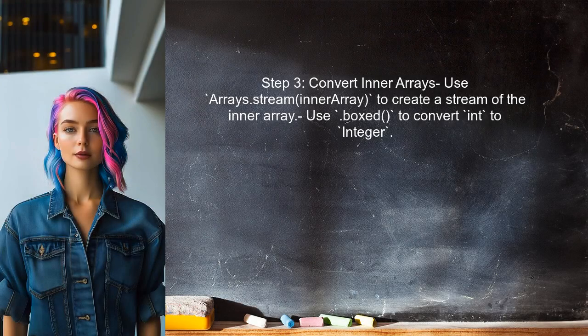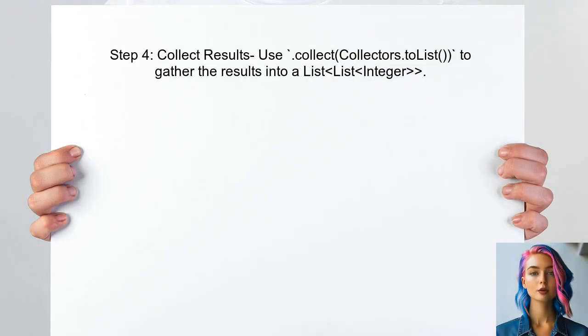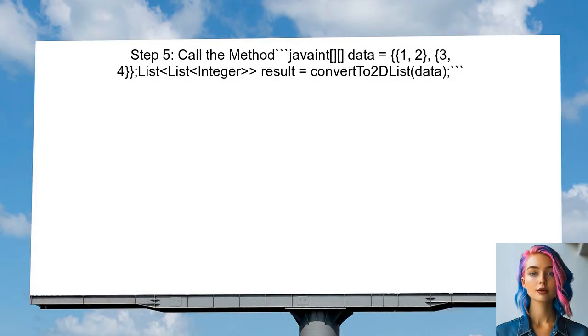In this method, the user first converts each inner array to a stream. Then, they use the boxed method to convert the primitive integers to Integer objects, which are needed for the list. Finally, the user collects the results into a list of lists. This will give them the desired two-dimensional list structure. Now, the user can call this method with their two-dimensional array to get the converted two-dimensional list. This should resolve the type inference error they encountered.